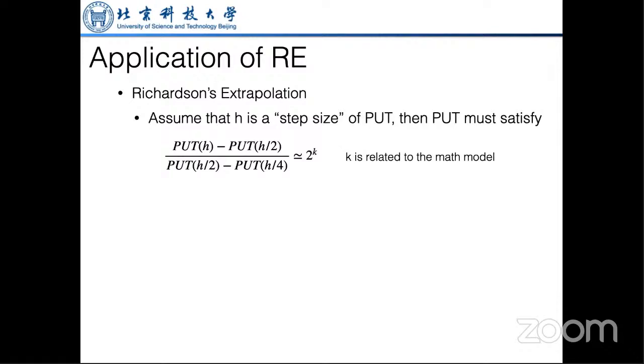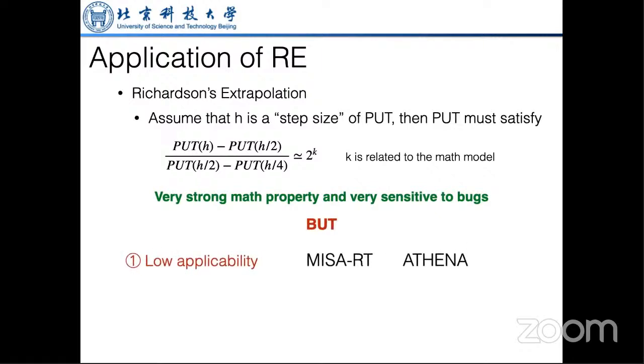When a program has a step size h, the following equation must hold. The equation is a very strong mathematical property, and it is very sensitive to bugs. It can be viewed as a special metamorphic relation. However, this approach has low applicability.